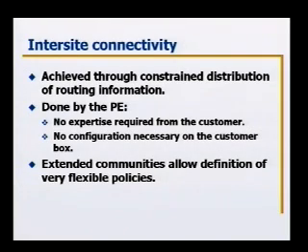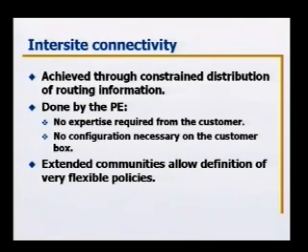So as you see, the VPN solution is offloading all this burden of routing and constrained routing from the customer to the provider. Now, the way the PE box is achieving the constrained distribution is through BGP extended communities, through these route targets. And we know already that BGP extended communities allow definition of very flexible policies.